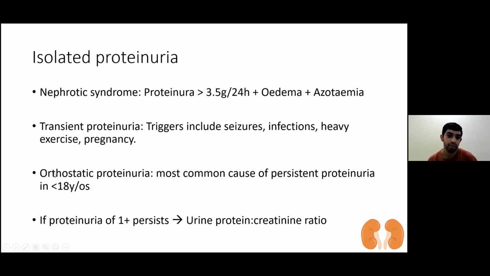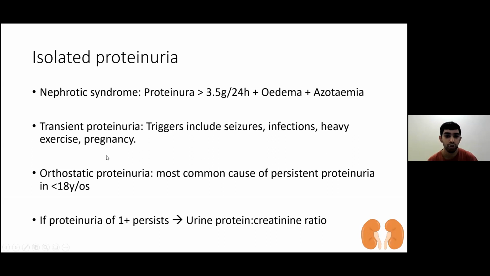Now, the most common cause of persistent isolated proteinuria is something called orthostatic proteinuria. We don't actually quite know the mechanisms that underpin this, to be honest, but it typically peaks in adolescence, and this proteinuria tends to persist thereafter. What they essentially need is yearly follow-up, just with the urine dip and checking their blood pressure and making sure everything's okay. But the prognosis is good, and it is generally benign.